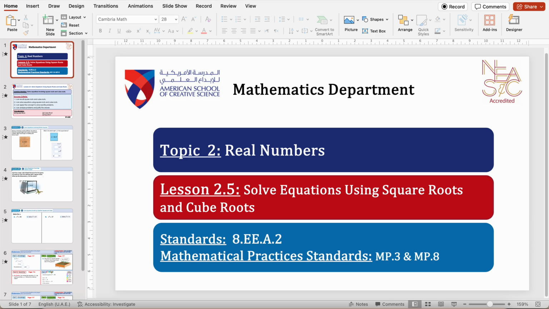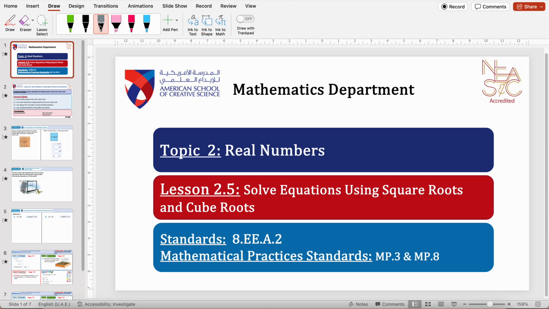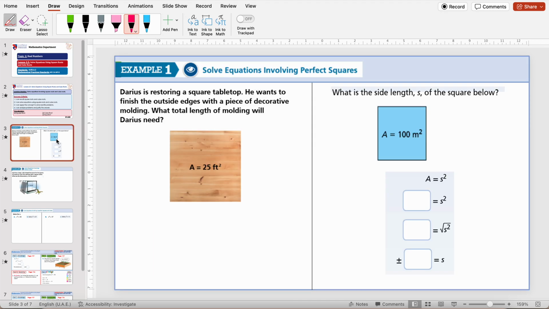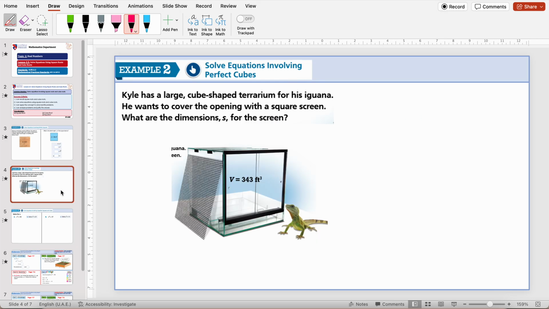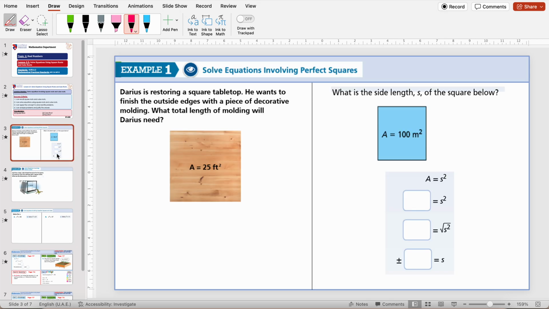Do a quick revision on lesson 2.5. So this lesson is about solving equations using square roots and cube roots. Again, it's the same concept as lesson 2.4, but we're going to explore how I can work with square roots and cube roots, whether they are perfect squares or imperfect squares. Here you're going to see some imperfect squares or imperfect cubes, and we're going to see how we can solve them as part of an equation. We will see what that means in a minute.